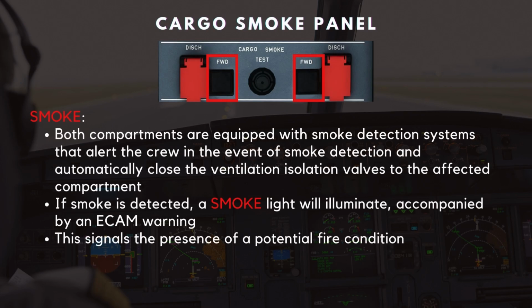Directly above the ventilation panel is the cargo smoke panel, which monitors and manages fire detection and suppression within the forward and aft cargo compartments. Both compartments are equipped with smoke detection systems that alert the crew in the event of smoke detection and automatically close the ventilation isolation valves to the affected compartment. If smoke is detected, a red smoke light will illuminate, accompanied by an ECAM warning. This signals the presence of a potential fire condition.